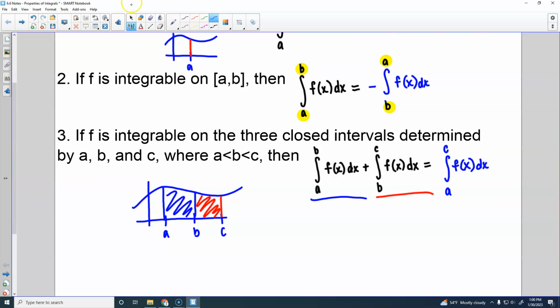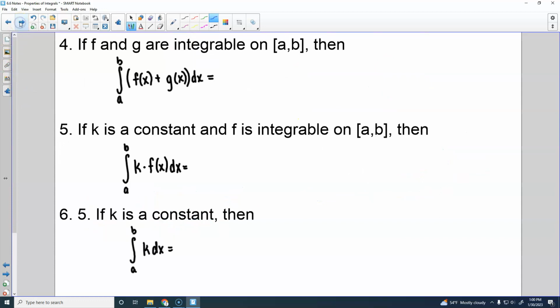I haven't really specified why we have to have this dx here. This means with respect to x. For right now, you just pretty much need to make sure you write it every time. We'll talk more about why that dx is there later. Okay.